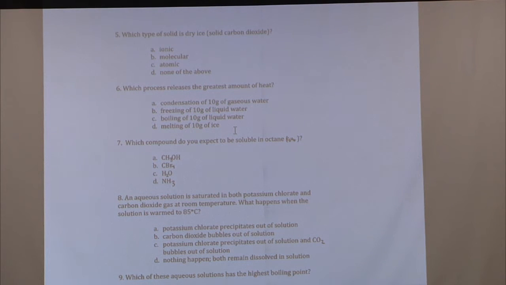Okay, number 5 is asking which type of solid is dry ice, which is solid carbon dioxide, and they give you 4 choices, which are ionic, molecular, atomic, or none of the above, and the answer is molecular. And this is also at the end of chapter 11. So I would go back and reread those sections because those are questions they look upon in the ACS as well.